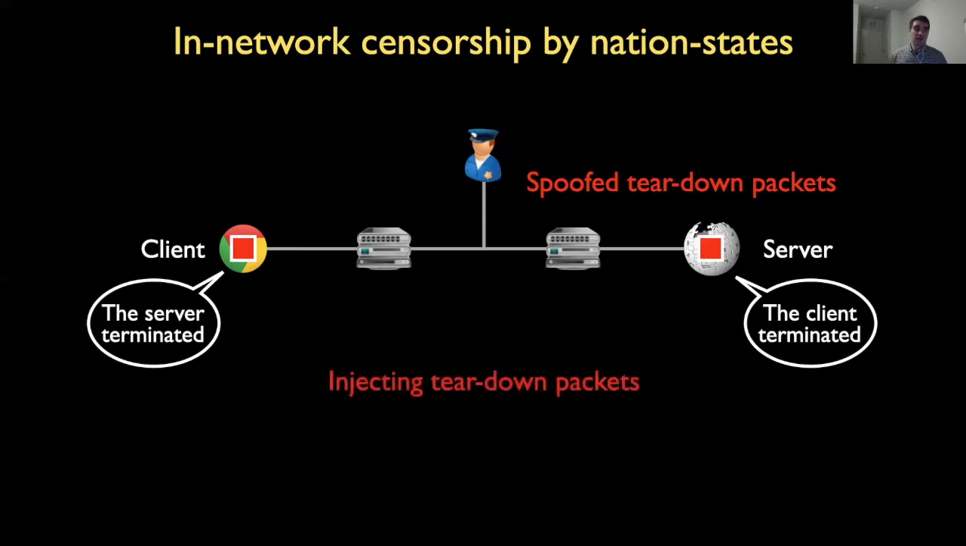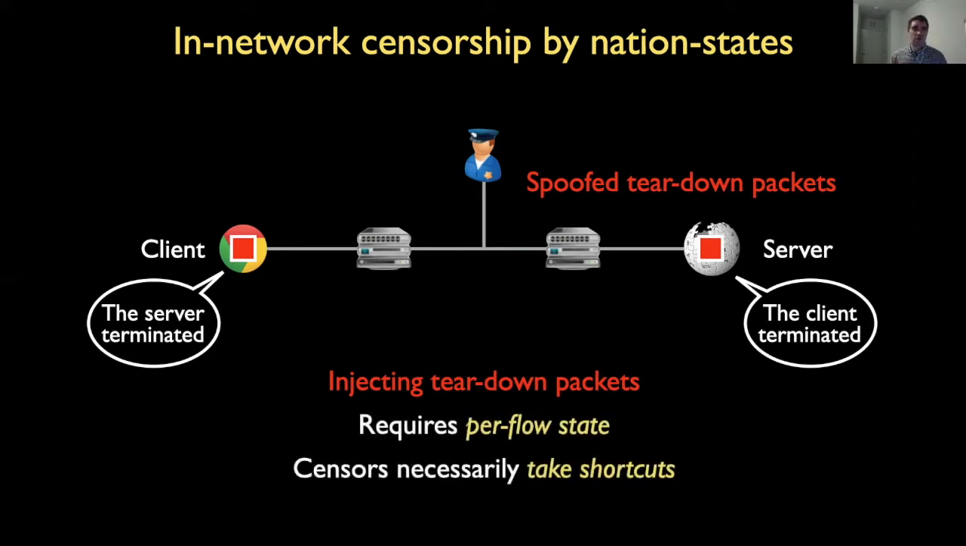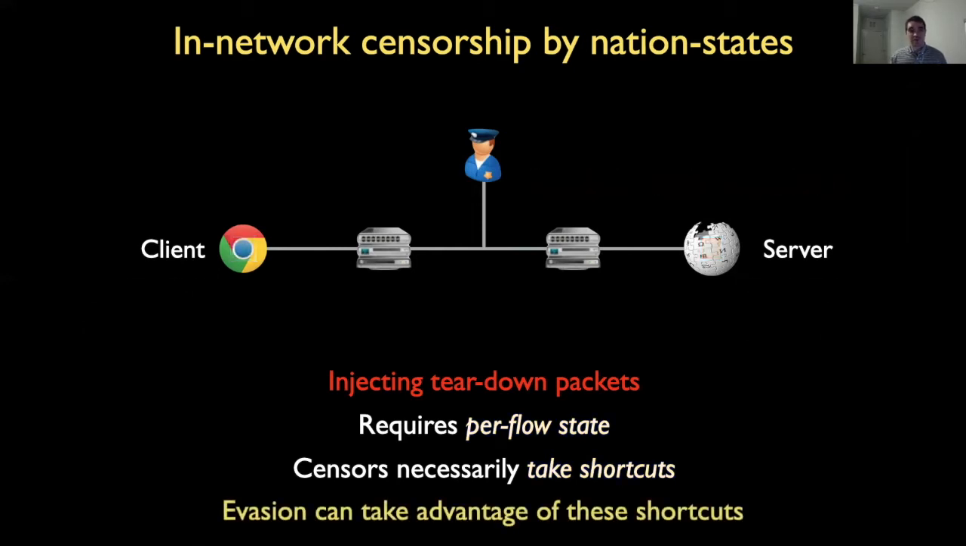To inject these teardown packets, though, the censor requires some information about the connection. You need to know the port numbers, the sequence and acknowledgement numbers, etc. That means the censor is tracking per-flow state. And if the censor is tracking per-flow state on the scale of an entire nation, it will necessarily have to take some shortcuts along the way. And we as evaders can take advantage of these shortcuts. So I'll show you an example of what this can look like.